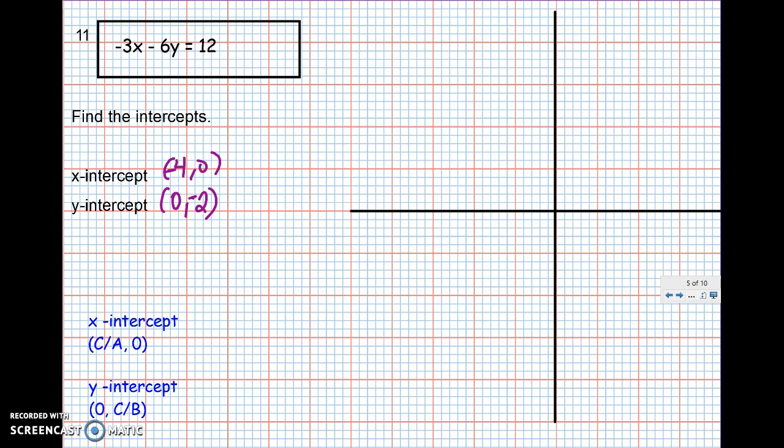Okay, so here are my intercepts. 12 over negative 3, which is negative 4, 0. 12 over negative 6, which is 0, negative 2. And then I graph those. So negative 4, 0, and 0, negative 2. And then I connect my points and make my line.